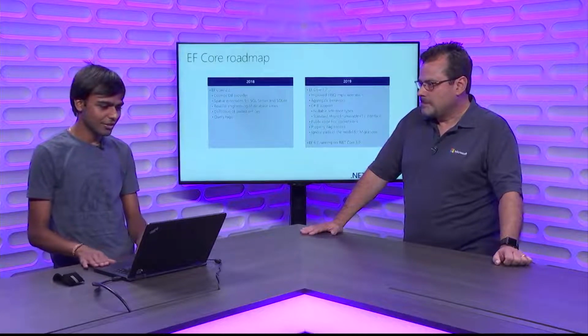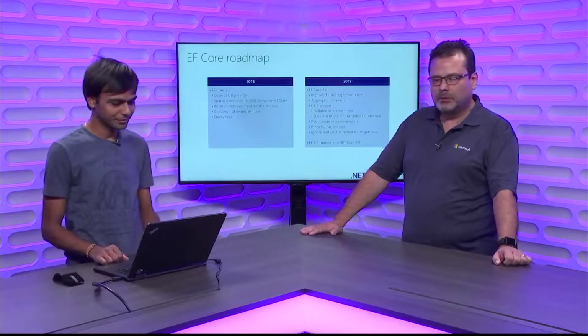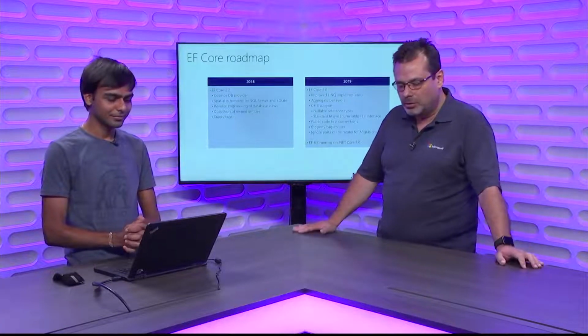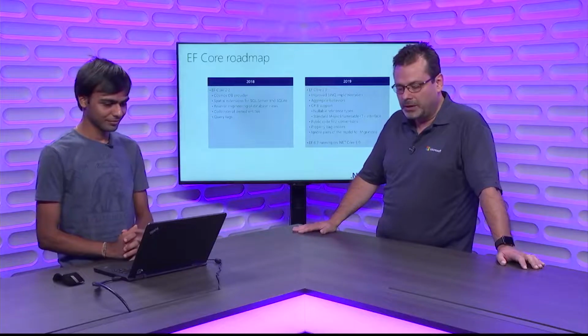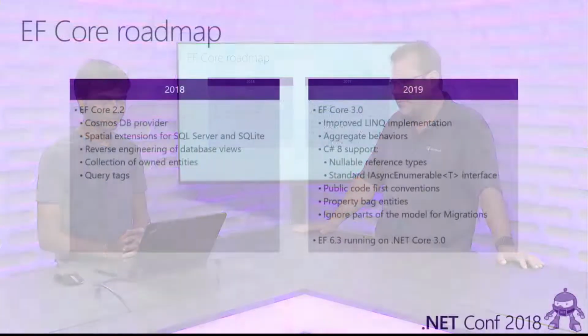So next we have our roadmap. Yeah, so let's talk about what we are working on. So we are planning to ship EF Core 2.2 by the end of this year.